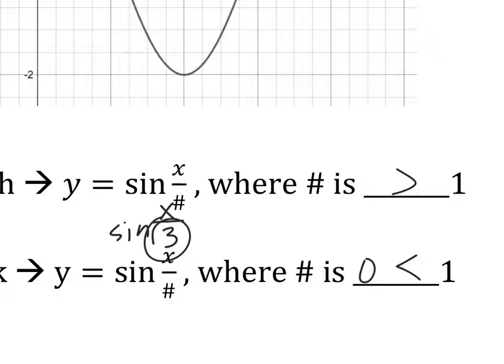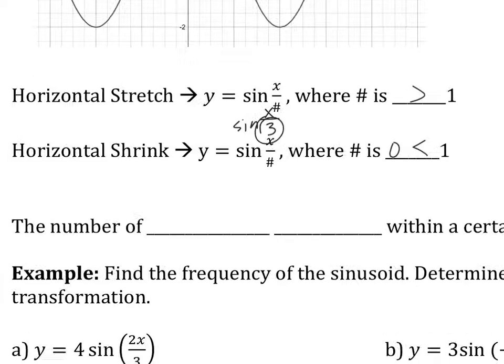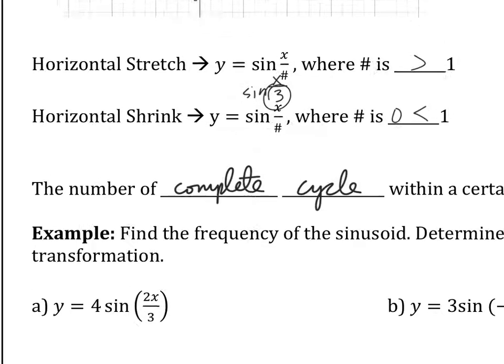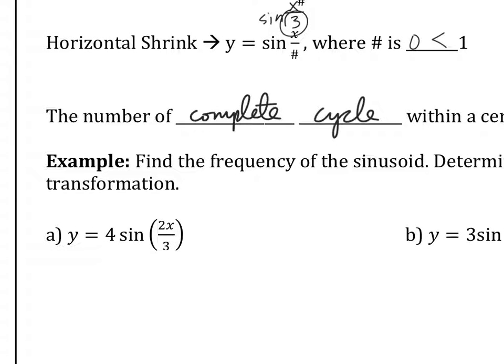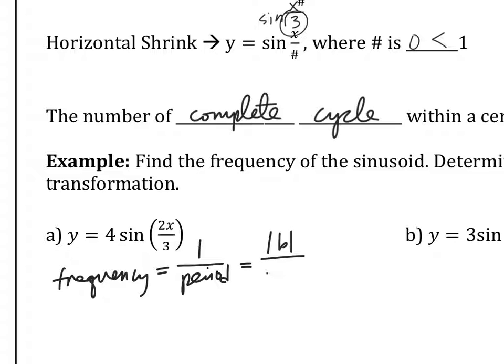All right, frequency is the number of complete cycles within a certain interval. And it's easier if you just memorize the formula. So frequency is 1 over period. So that is absolute value B over 2 pi.